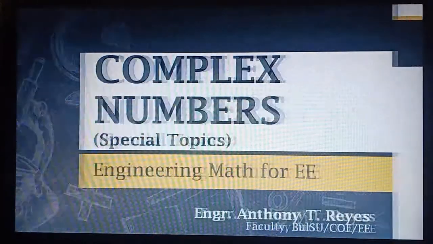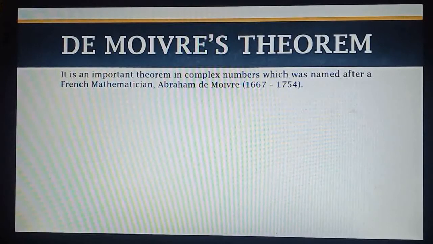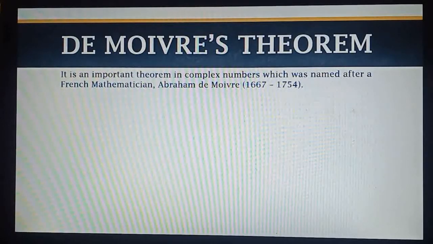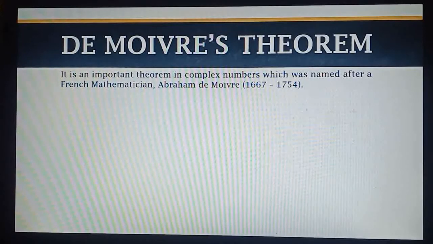So let's start. The first topic is all about De Moivre's theorem. It is said to be an important theorem in complex numbers, which was named after a French mathematician, Abraham De Moivre, who lived from 1667 up to 1754.